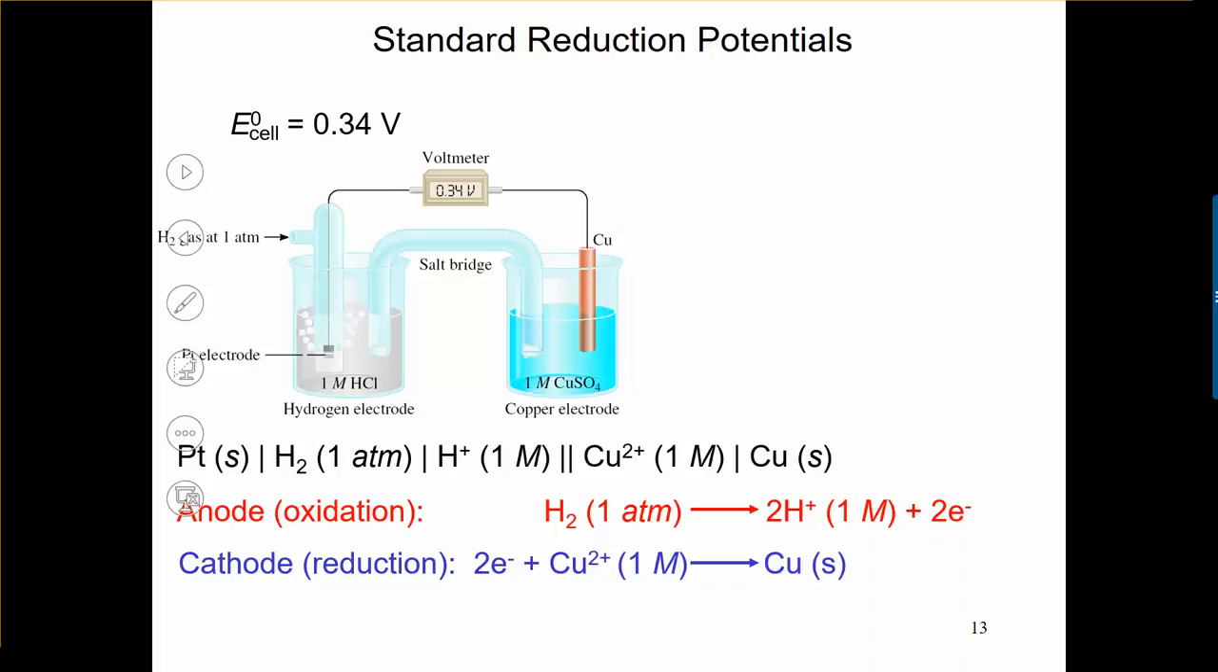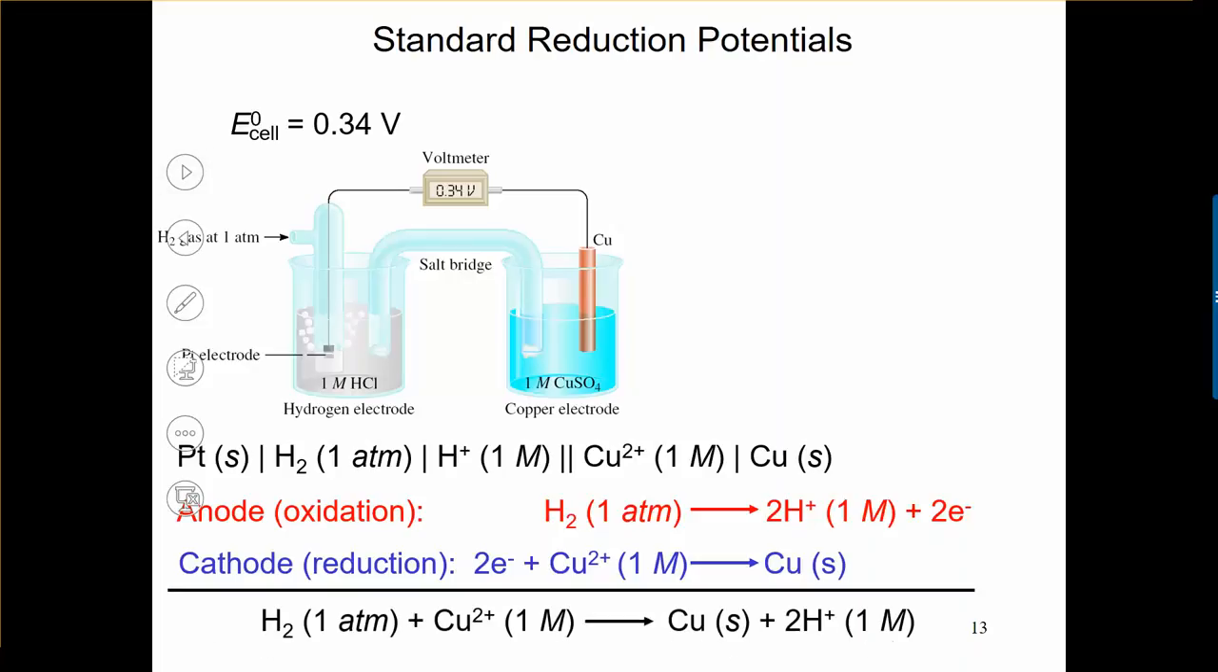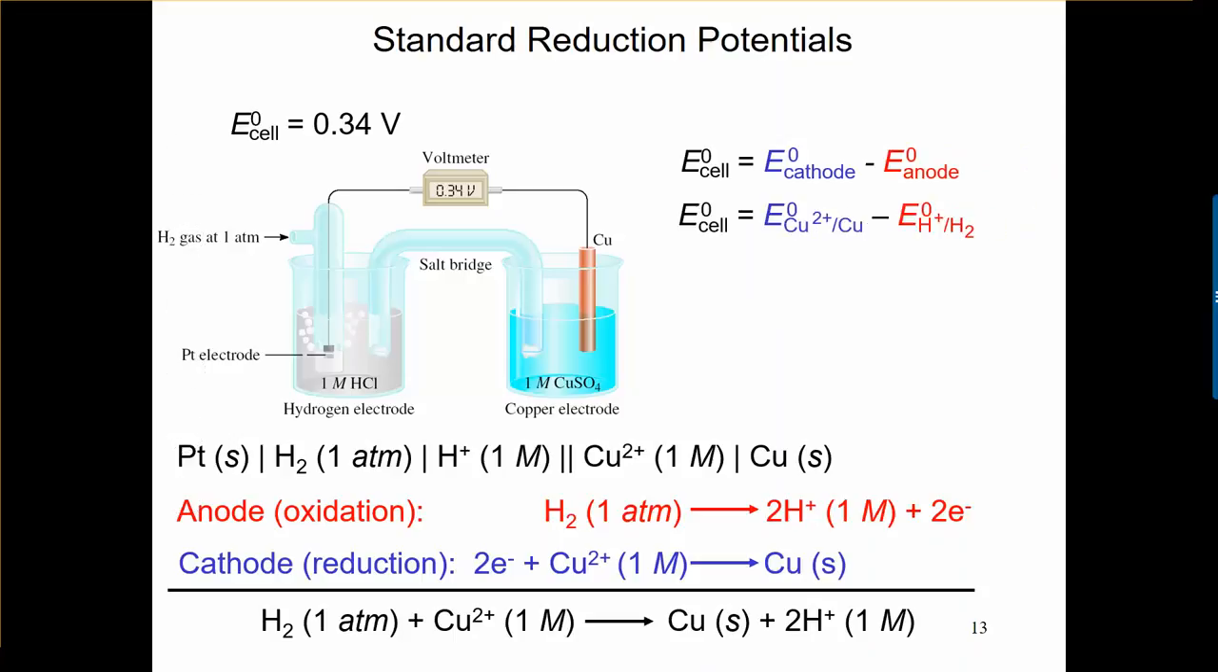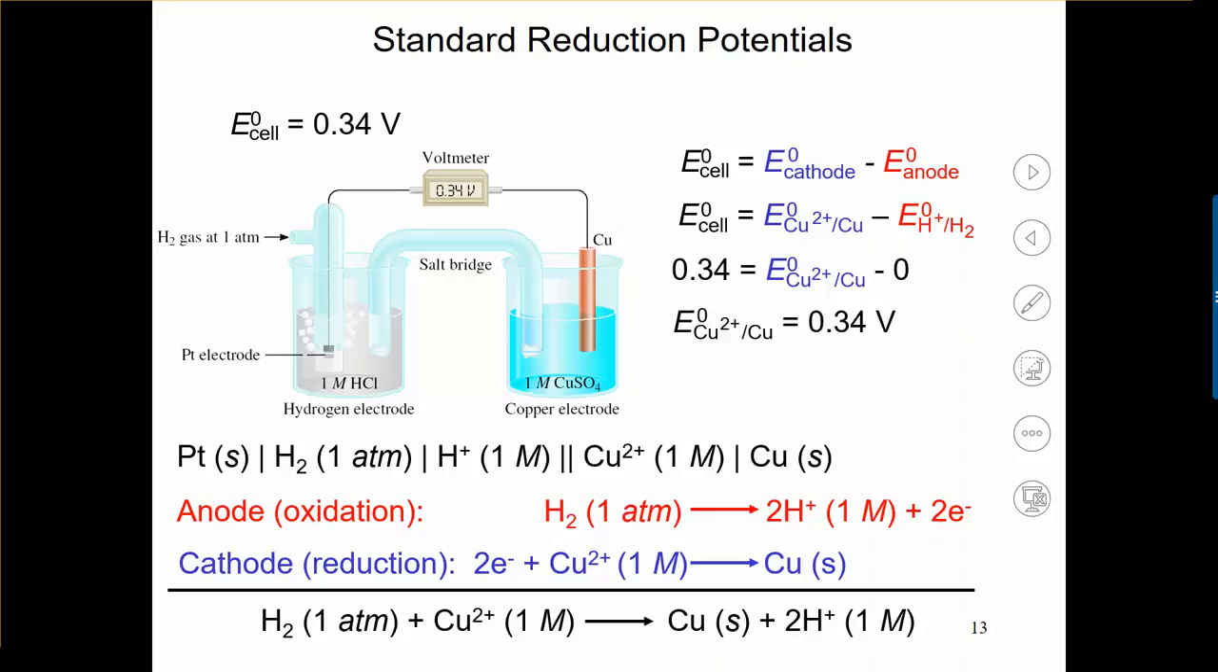From the anode to the cathode, we get this reaction. E naught of the cell equals the cathode minus the anode, so the copper minus the hydrogen. So in this case, instead of becoming a negative voltage, we get a positive voltage: 0.34 volts for copper. Zinc was a negative 0.7-something volts, right?